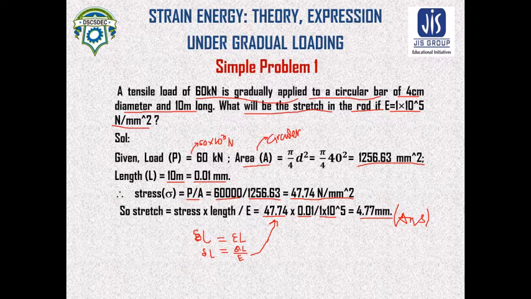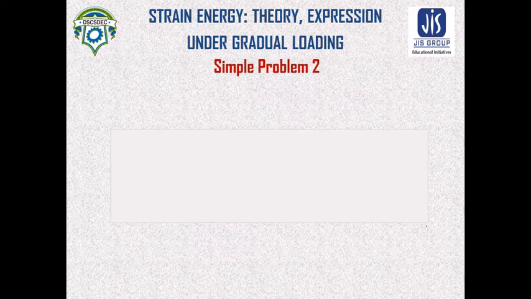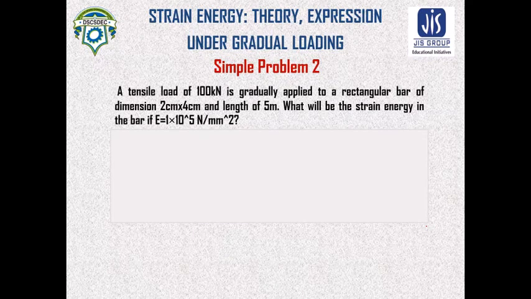So we will see another simple problem. This problem you will practice, try to do it at your home. Here it is given that the tensile load is 100 kilonewton and the rectangular bar has dimension 2 cross 4 centimeter, and the length is 5 meter. What will be the strain energy? So we need to find out the strain energy.